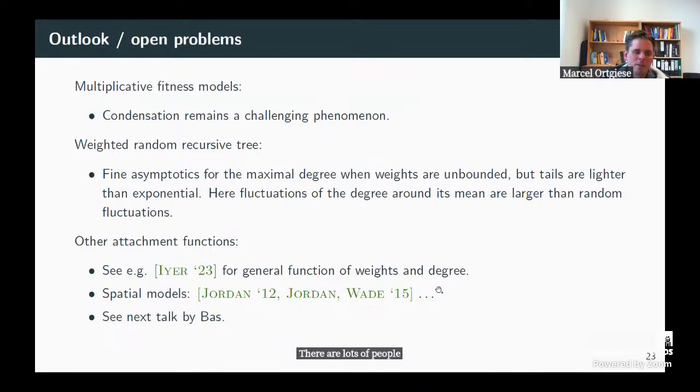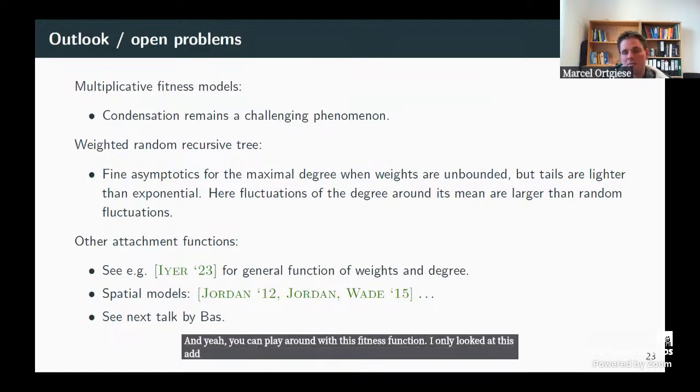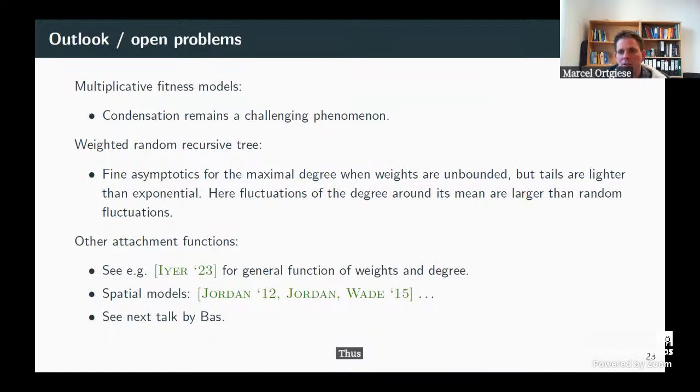And you can play around with this fitness function. I only looked at this additive case, and Bas will be talking more about other choices you could make to connect degree and the fitness. Right, I'll stop here. Thank you very much.